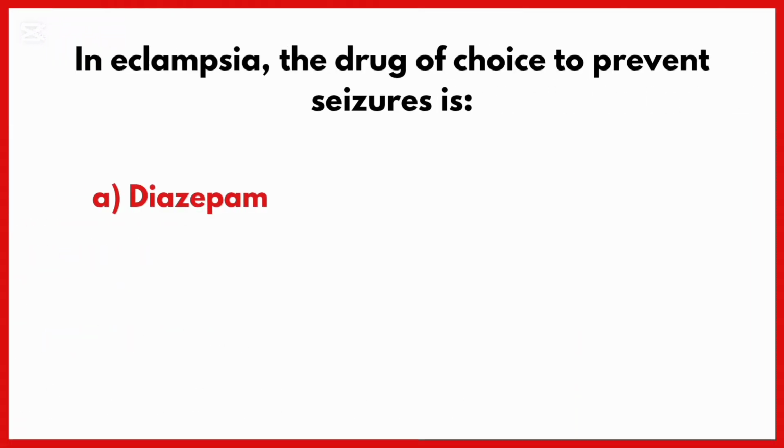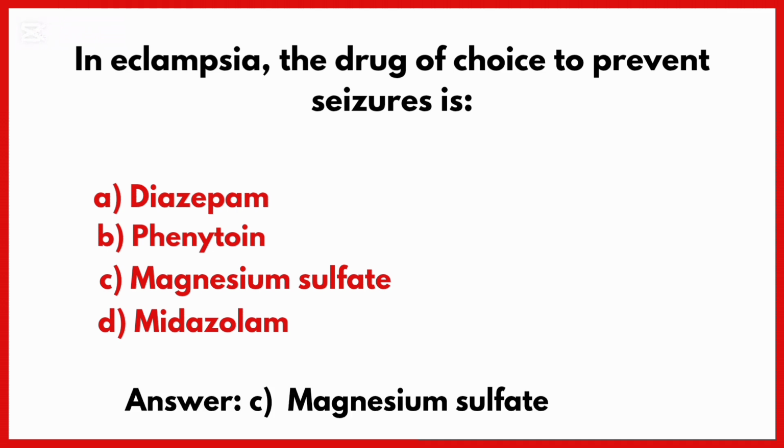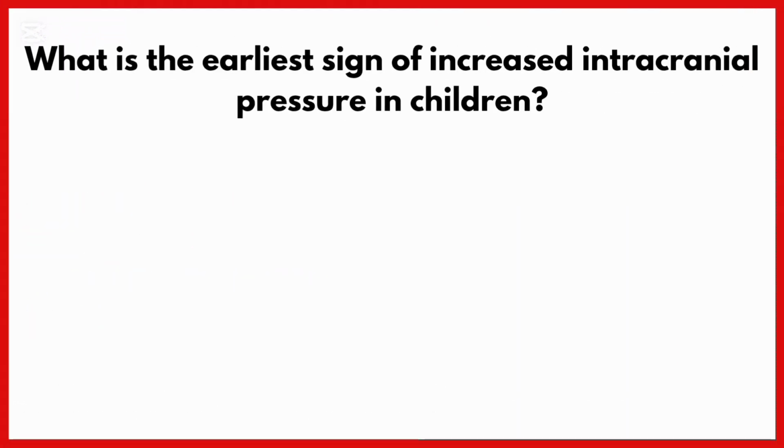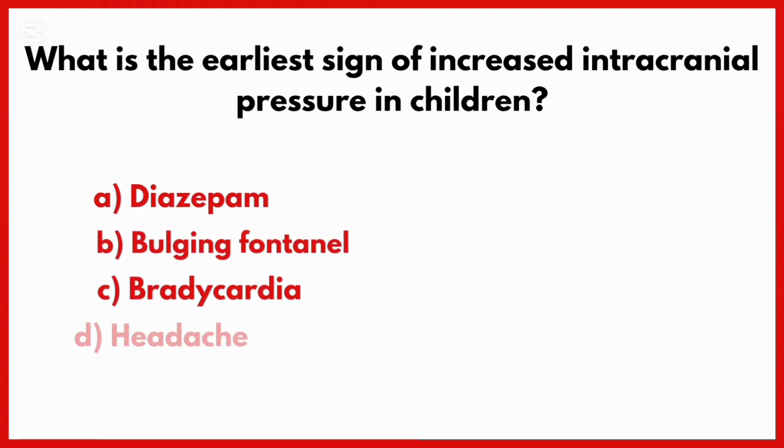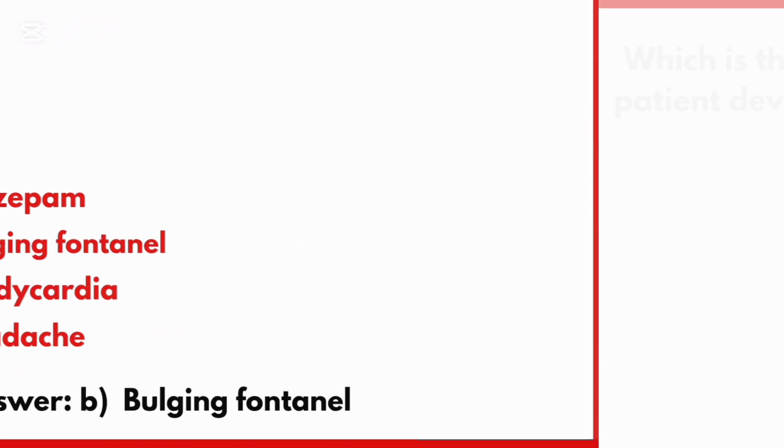In eclampsia, the drug of choice to prevent seizures is. Correct answer is option C, magnesium sulfate. What is the earliest sign of increased intracranial pressure in children? Correct answer is option B, bulging fontanelle.